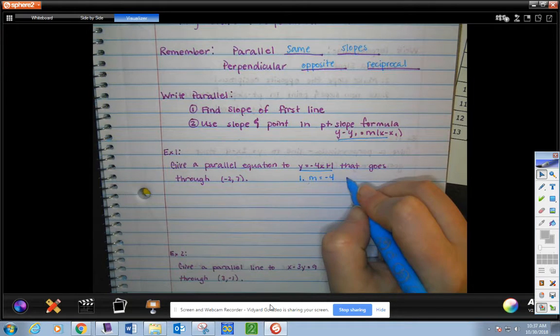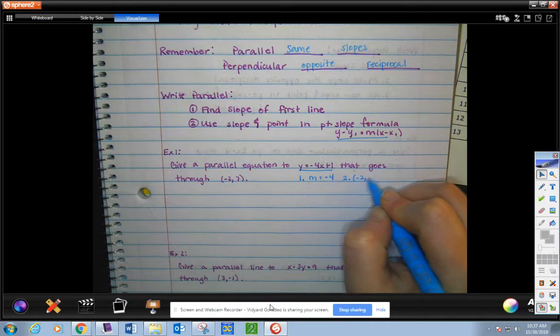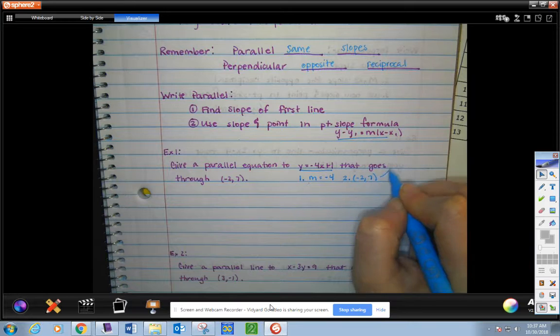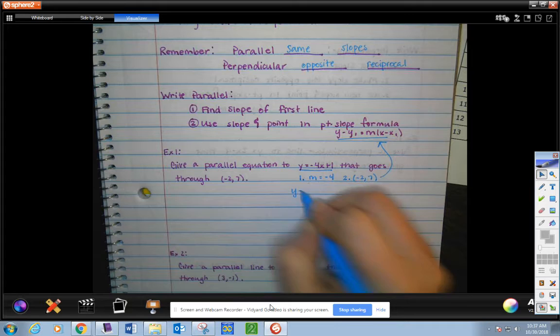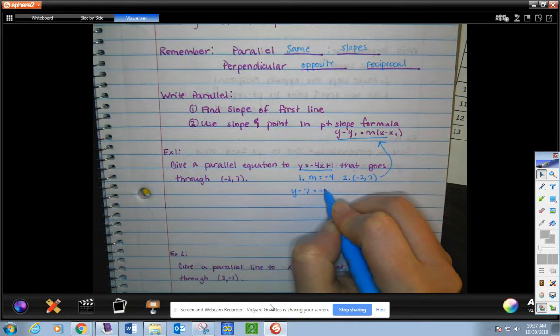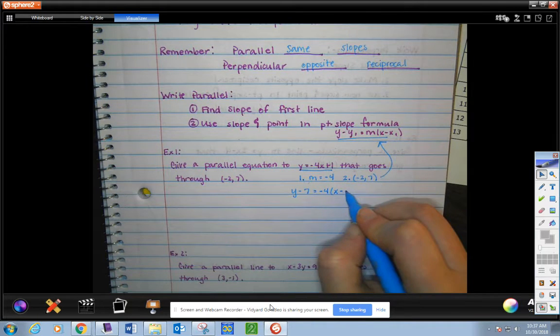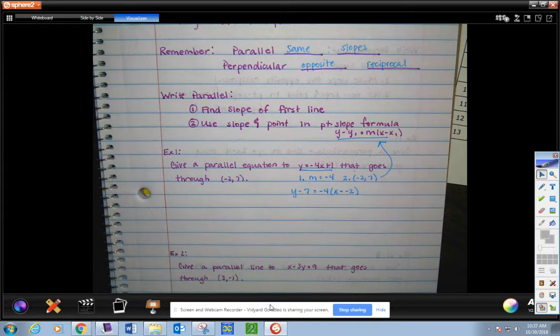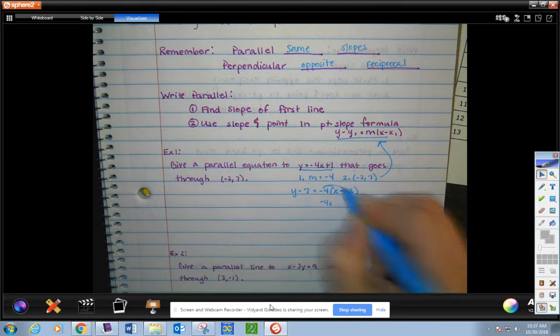Now step 2, we're going to take that slope and the point that they gave me, negative 2, 7, and plug it into this formula. So we're going to do y minus, and the y in the point is 7, equals m, which is negative 4, times x minus, and the x in the point is negative 2. First thing I'm going to do is change my double negative and distribute. Negative 4 times x is negative 4x, and negative 4 times 2 is negative 8.